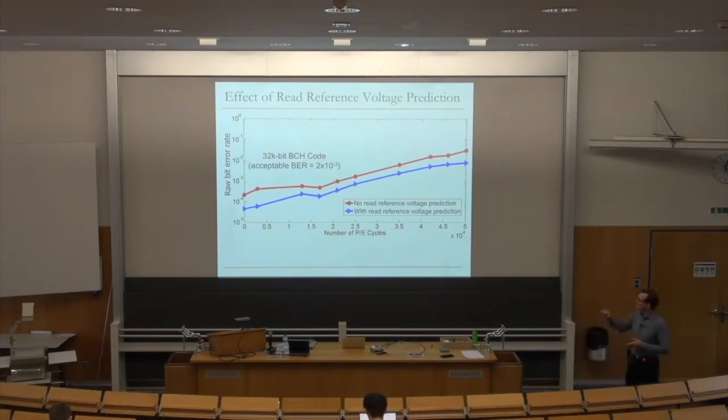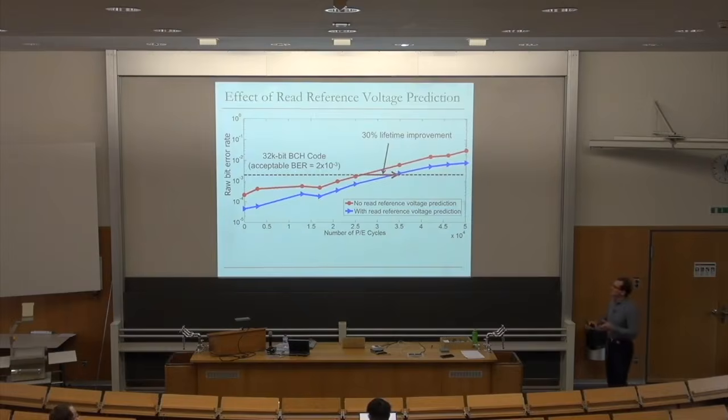And if you remember, I've gone through this, but I wanted to go through this again because we're going to look at some even more sophisticated things. Basically, you have an acceptable bit error rate given that you've decided on an error correction code. Let's assume a 32 kilobit BCH code. Your acceptable bit error rate is 2 times 10 to the minus 3. If you don't do read reference voltage prediction, you reach that at this many PE cycles, programming erase cycles. But if you do read reference voltage prediction, you reach the uncorrectable bit error rate after much longer. Basically, you improve your lifetime 30%.